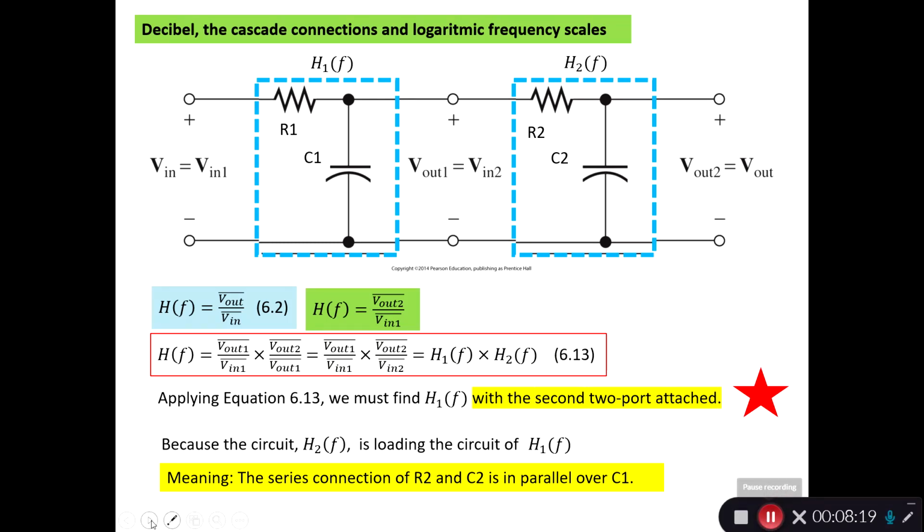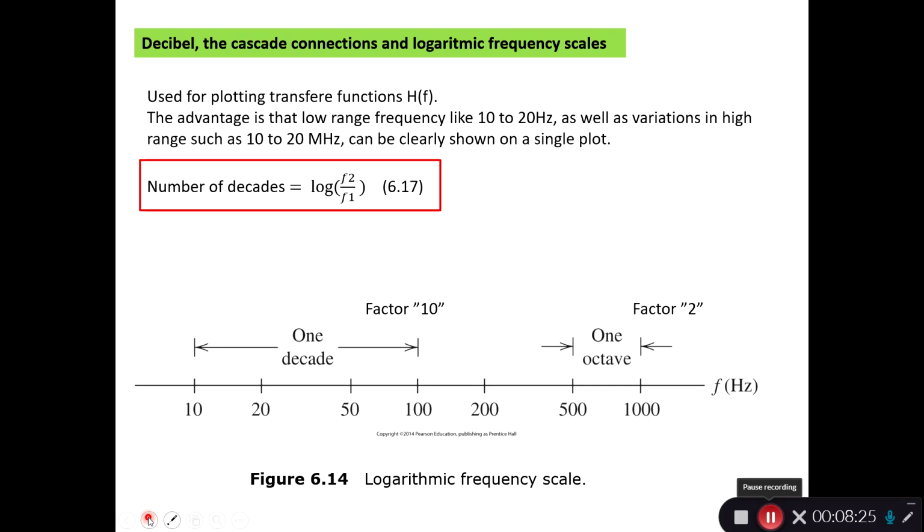So let's go further to the next thing. When we have to plot transfer functions, we use the principle of 1 decade. That's a factor of 10. So what we show on a graph is from 10 to 100 and from 100 to 1000. That's the typical jumps. We can show some intermediate values.